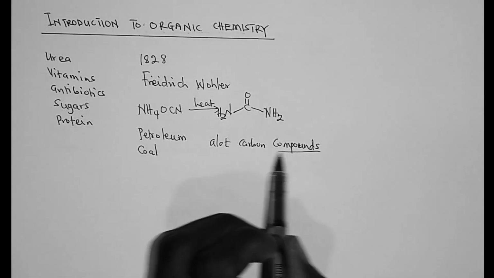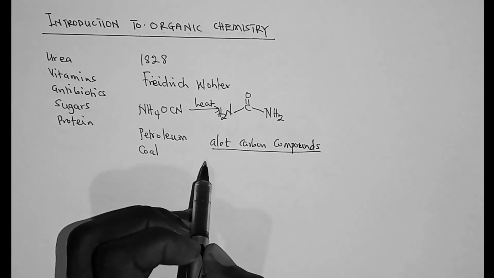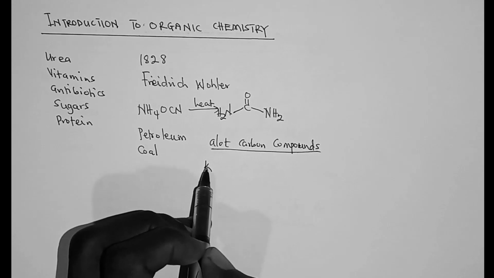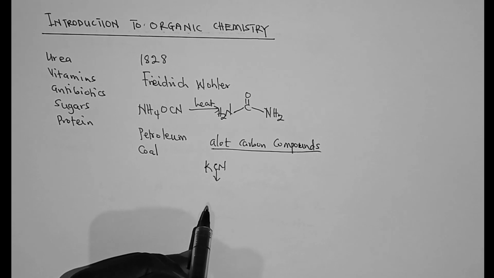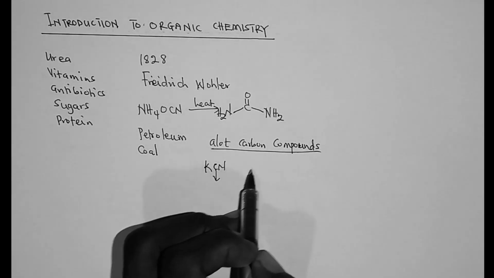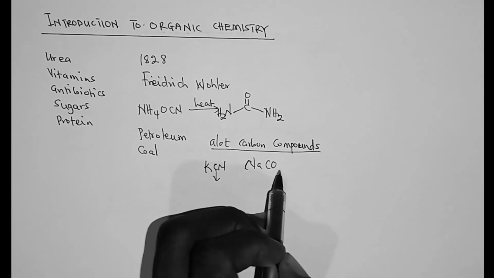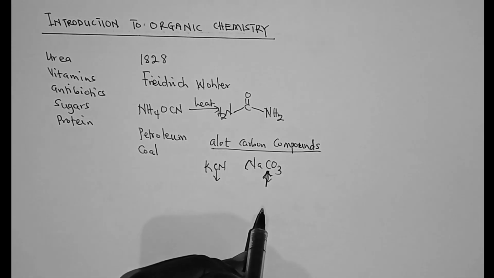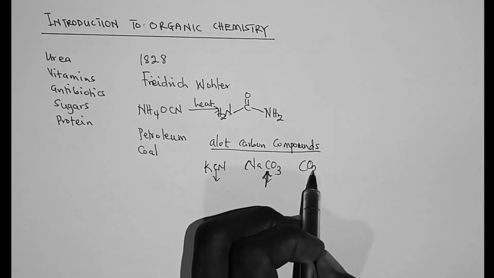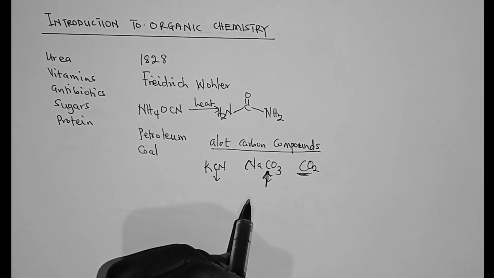But that definition is a warped definition. It is warped because, for example, we have a compound like potassium cyanide. It contains carbon, yet potassium cyanide is not an organic compound. We also have a compound such as sodium carbonate. Sodium carbonate contains carbon, yet sodium carbonate is not an organic compound. And the popular one is carbon dioxide. Carbon dioxide contains carbon, yet carbon dioxide is not an organic compound.